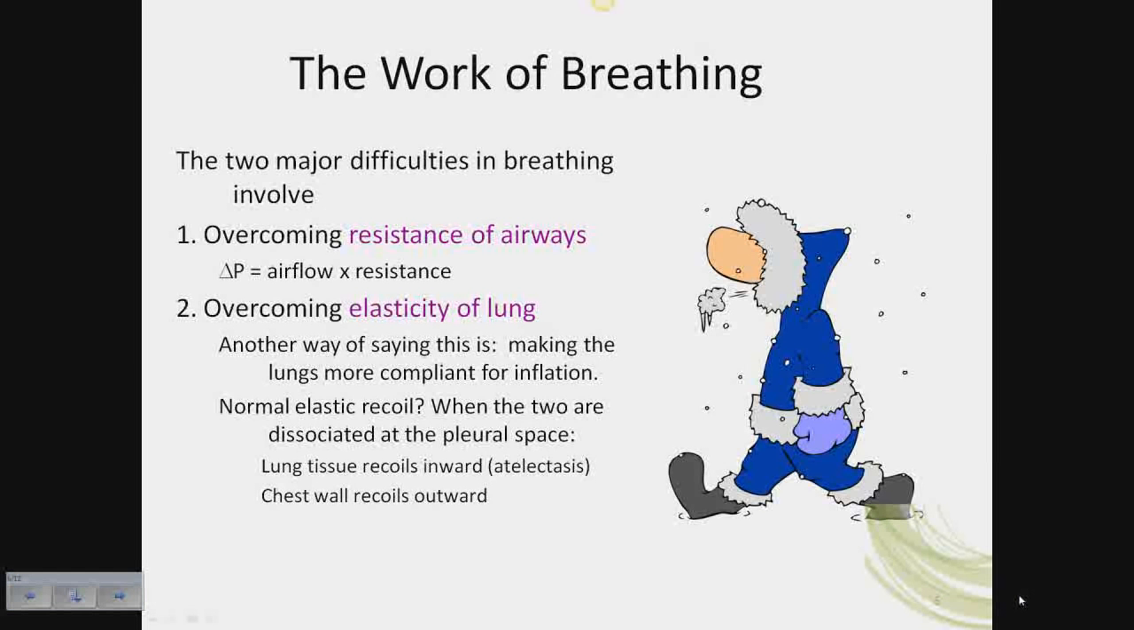We also need to overcome the elasticity of the lung. That means its natural tendency to want to recoil inward. So we want to make the lungs more compliant for inflation. So again, the normal elastic recoil for the lungs is inward, and the chest wall wants to recoil outward. If we dissociate the two, if we actually introduce an air bubble in the pleural cavity and disrupt that suction, that -3 millimeters of mercury, we'd actually see the lungs go inward in atelectasis, or a collapsed lung, and the chest would literally pop outward.